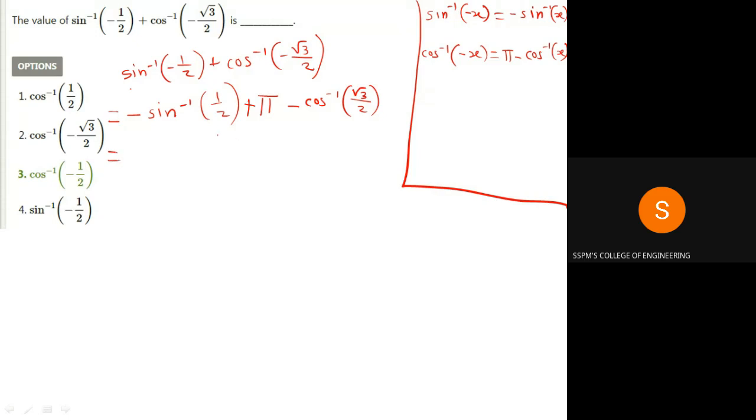So these are easier now. Minus pi by 6. What is the value of sine inverse half? We know this. What is sine pi by 6? It is 1 by 2.